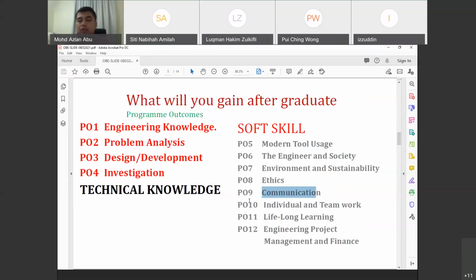PO10, individual and teamwork, so this falls under subjects where maybe you do your discussion, you work as a team leader, or as a member of the project. PO11, lifelong learning, where you find information that you can use even after you graduated. PO12, engineering, project management and finance. So when you do your FYP, IDP, industrial training, you have to focus on your engineering, project management and also finance, do some budget, do some Gantt chart. So this falls under PO12. Alright.